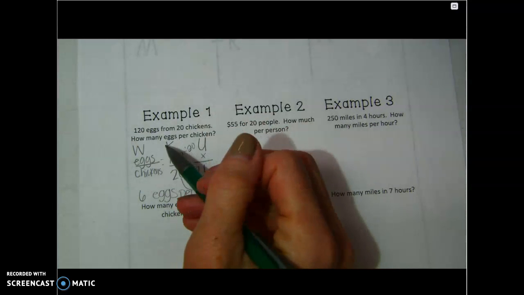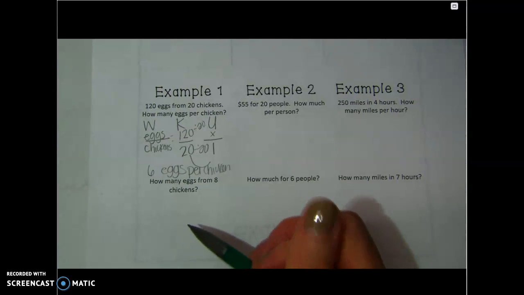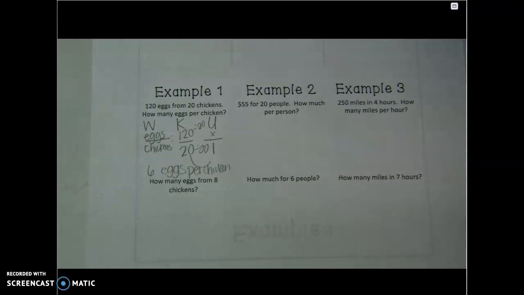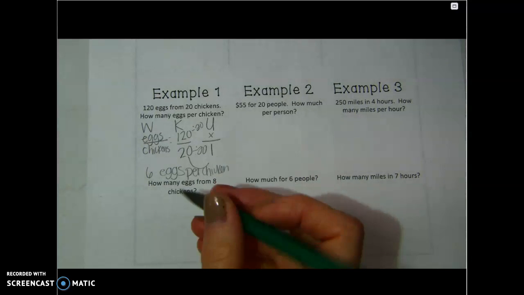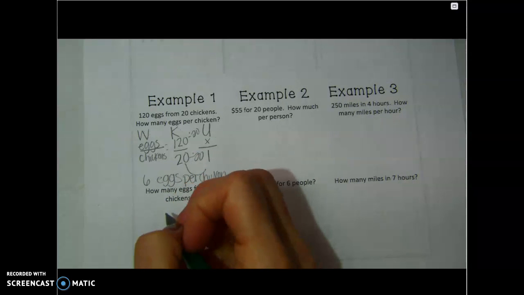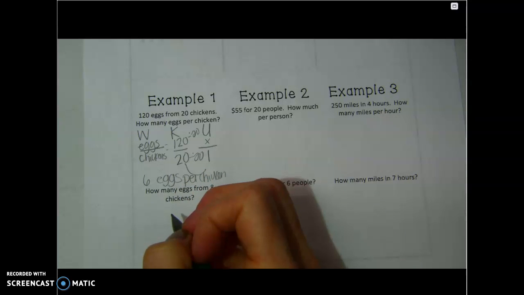So here's my answer to the first part. How many eggs per chicken? So now the second part says, how many eggs from 8 chickens? So if I know that 1 chicken gives me 6 eggs, how can I figure out how many eggs I'm going to get from 8 chickens? Miracle? Very good. All you have to do is say 6 times 8. Yes, 6 times 8 is 48. You can just quickly multiply.